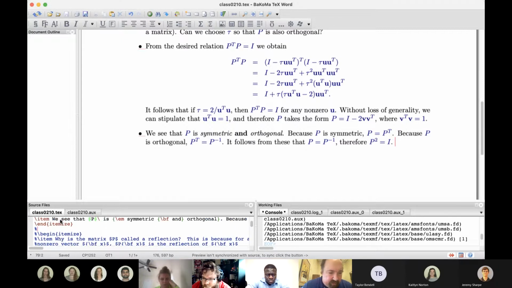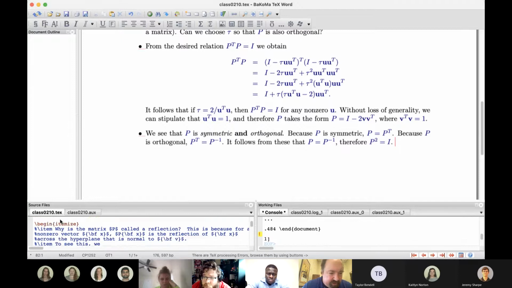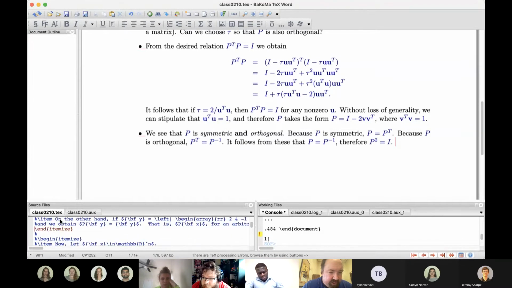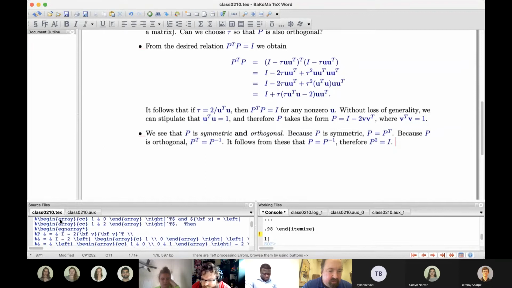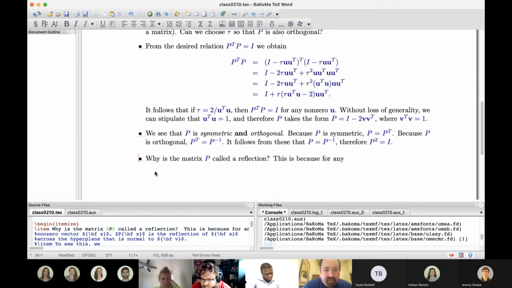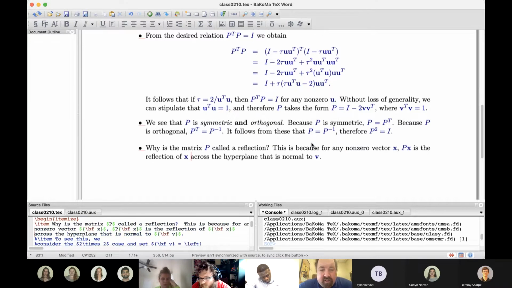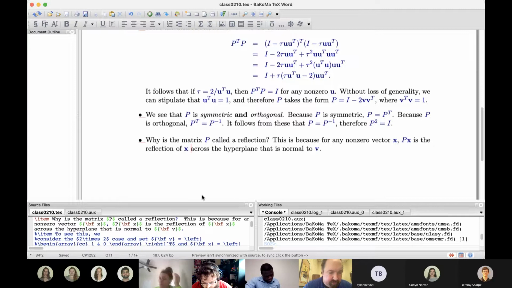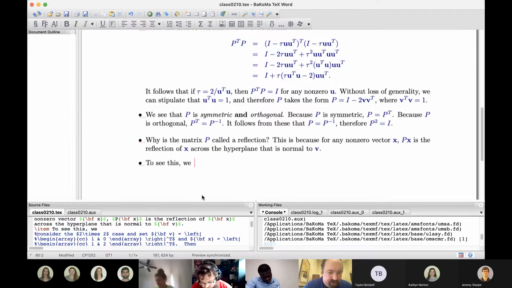Now, I want to talk about the geometric interpretation of P, why we end up calling it a reflection. Because if I multiply P by a vector, it ends up reflecting x across a hyperplane that's normal to v. Now, what do I mean by that? I'll show you in a more equation-y fashion.